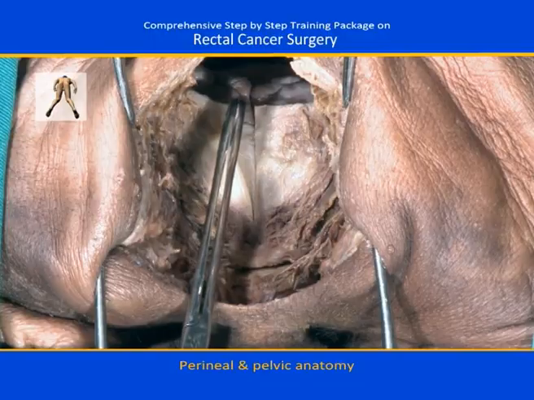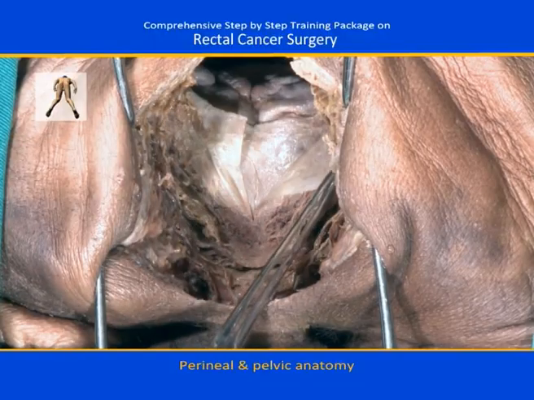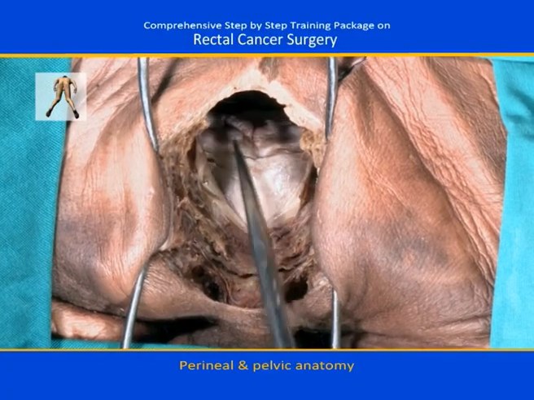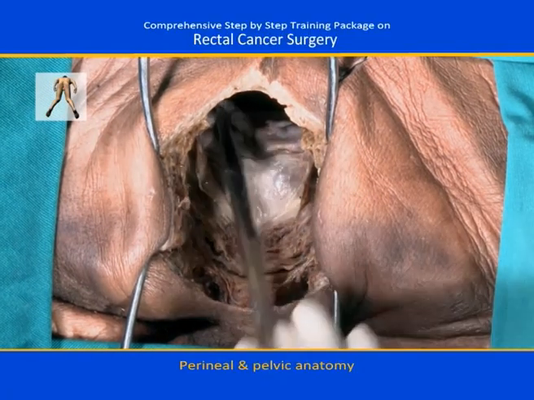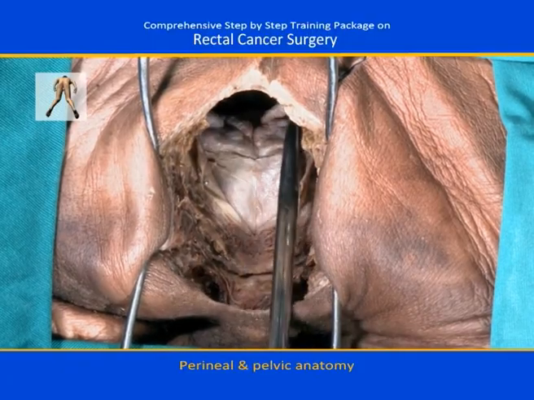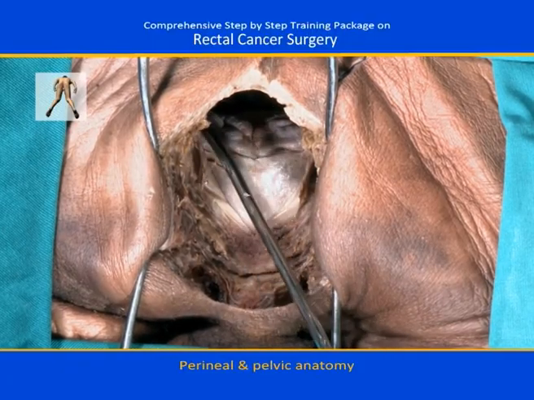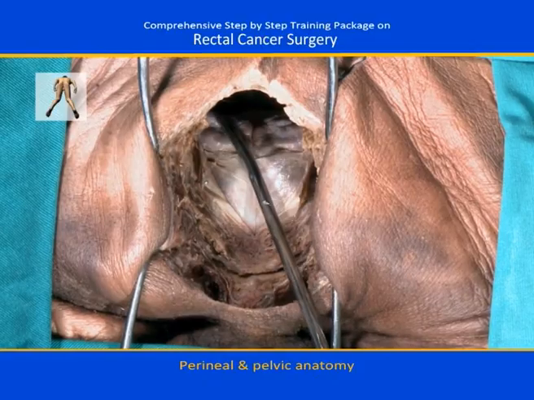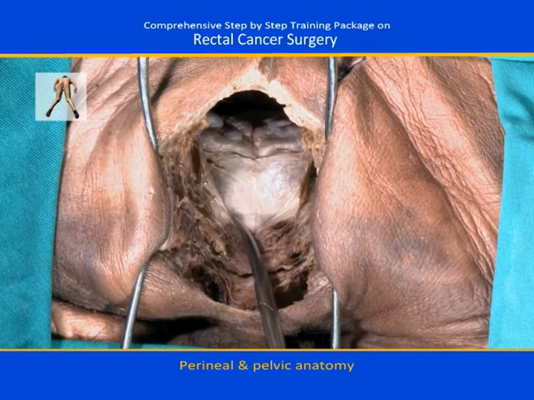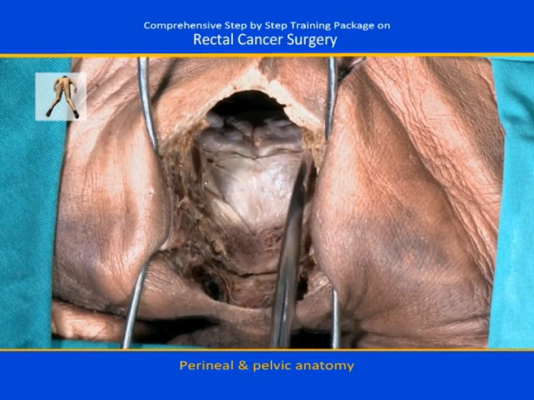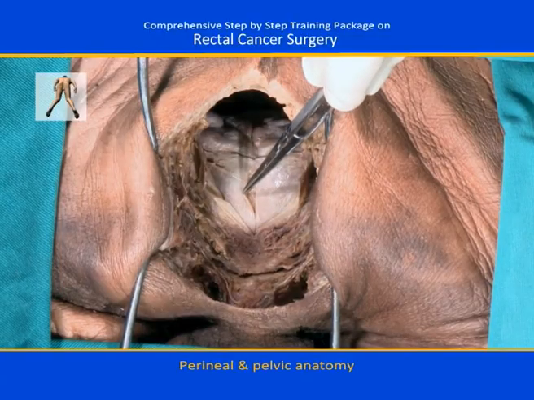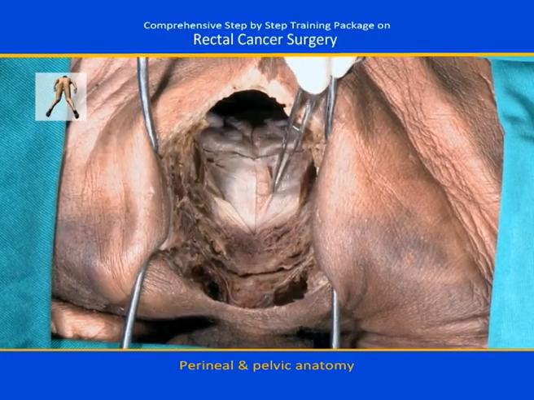The cut edge of the Denonvilliers' fascia is retracted laterally. Following its division in the middle, this allows us to observe the ductus deferens, seminal vesicles, and the prostate from the perineal view. The capsule of the prostatic gland is seen in front of the Denonvilliers' fascia.